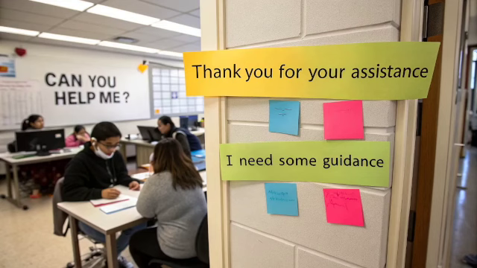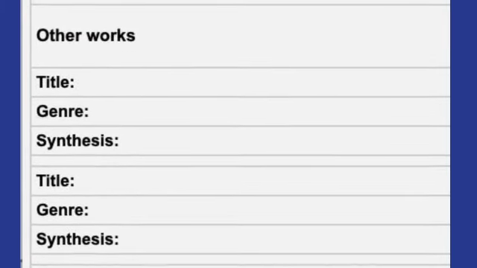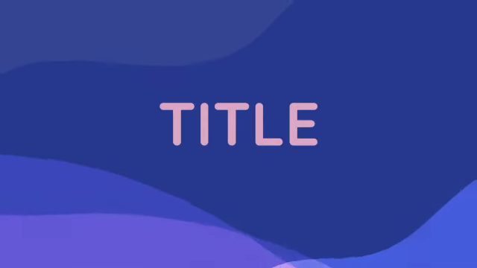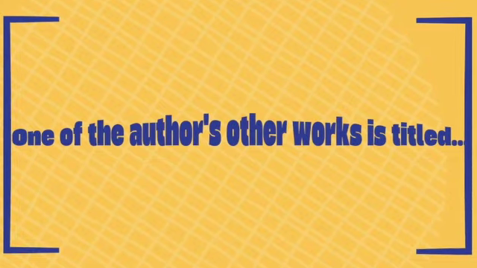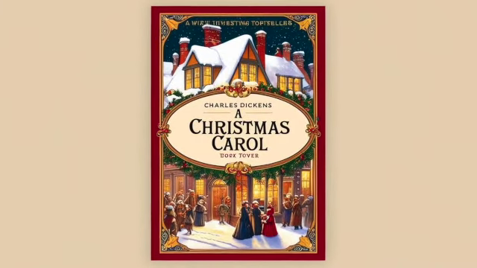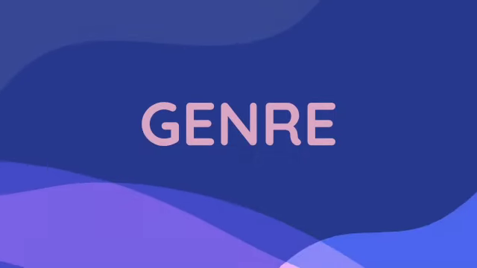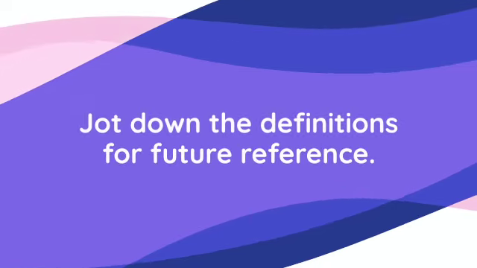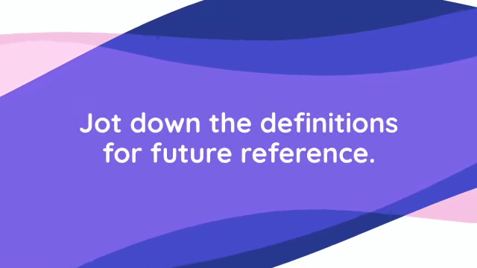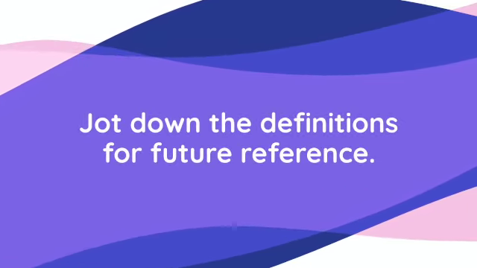Let's try with something else. Here is how you can use some phrases when describing the author's other works. Title: one of Dickens's other works is titled A Christmas Carol. Genre: it belongs to multiple genres, including novella, Gothic tale, and Christmas tale. Remember to jot down the definitions in your notes for future reference.